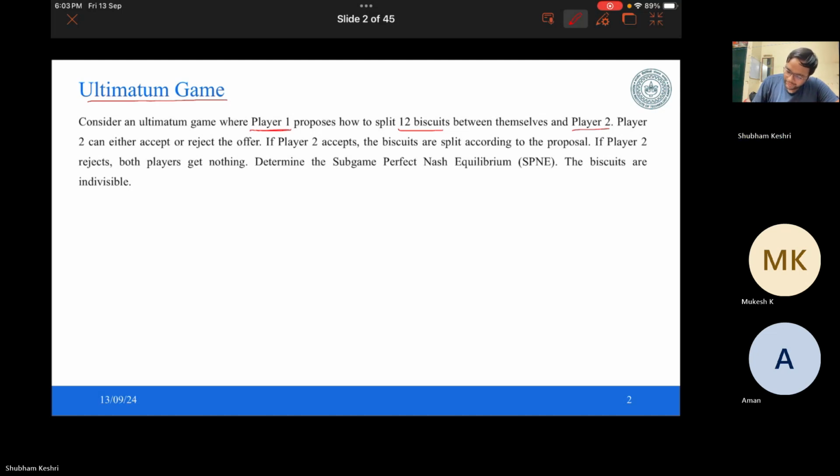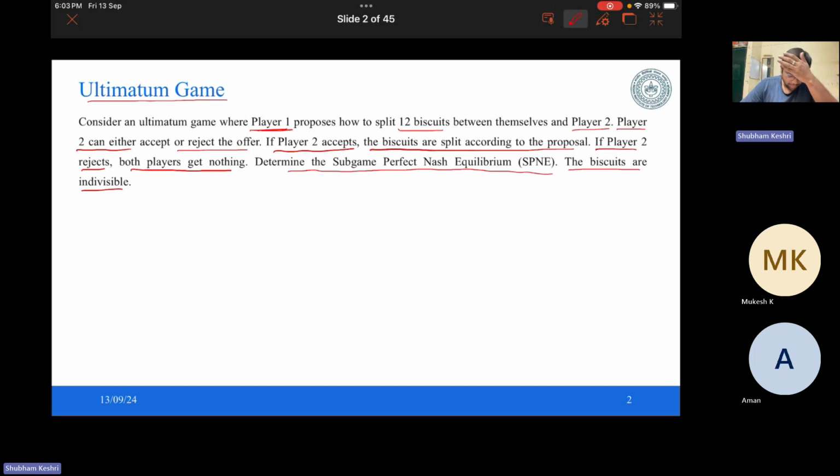So the game proceeds this way. First, player 1 proposes and offers some biscuits to player 2. Player 2 can either accept the offer or reject. If player 2 accepts the offer, the biscuits are split according to the proposal, and if player 2 rejects, then they get nothing. Alright? So the idea is to find the subgame perfect Nash equilibrium of this game, and it is given that the biscuits are indivisible. So you cannot have 11.5 biscuits or 1.5 biscuits. You can just have an integer number of biscuits. You can take a minute, you can try, and then we'll discuss how to solve this problem.